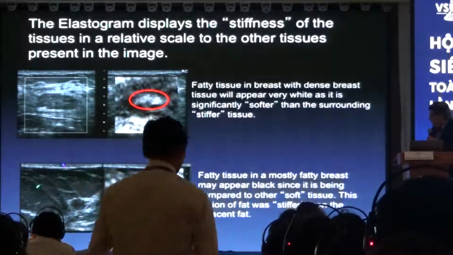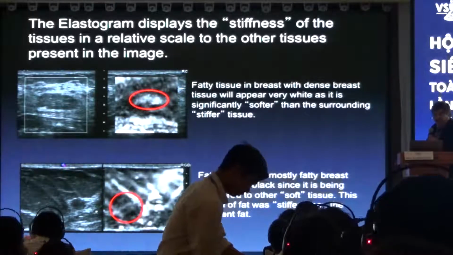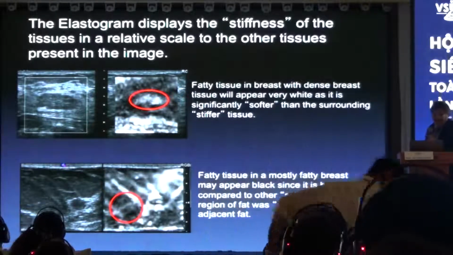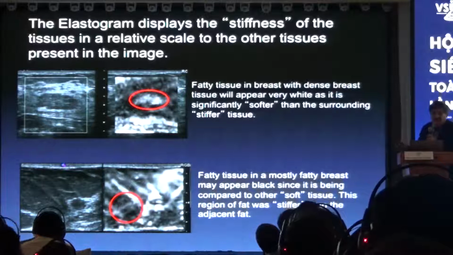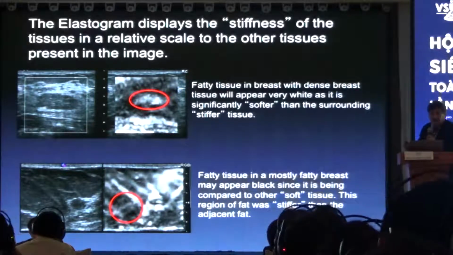But in this image where I only have fat, a part of the fat is very stiff because it's, for whatever reason, stiffer than the other fat. So we really can't make a decision if something is stiff enough to be a cancer just based on strain imaging.